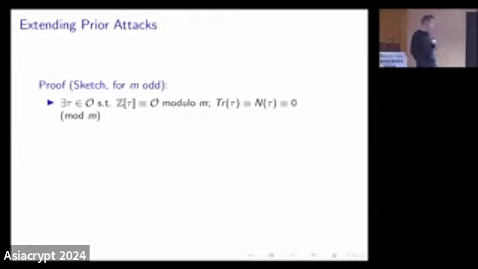I just want to say a few words about the proof for this result. So one can show that there is some element tau in the order, such that modulo M, Z adjoin tau is equal to the order. And furthermore, that the norm and the trace of this element tau are congruent to 0 mod M.